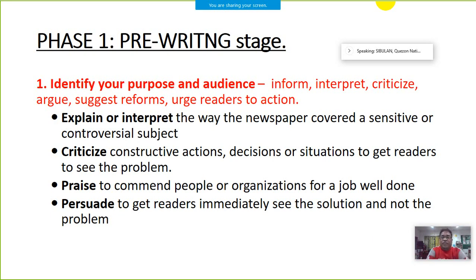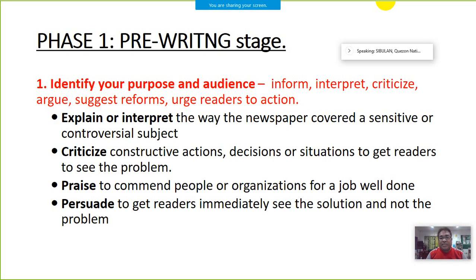Right? Or for example, the impact of the TRAIN law. One of the impacts is the rising prices of prime goods. So if we write an editorial about it, then that's interpretative. Then we can also write an editorial of criticism if we try to highlight the problem arising from the situation or the problem arising from the event.